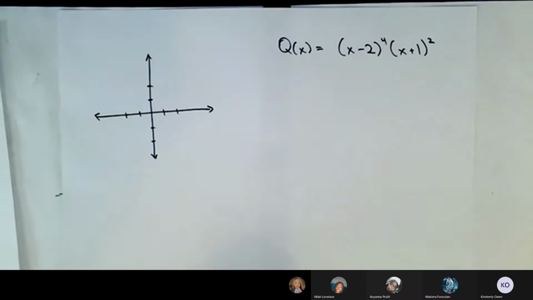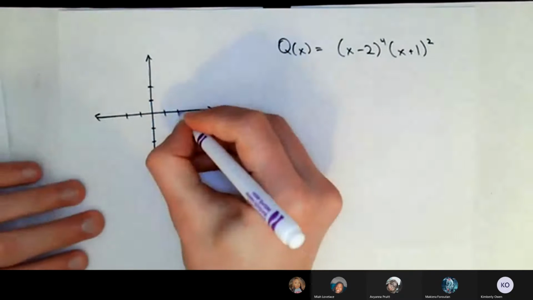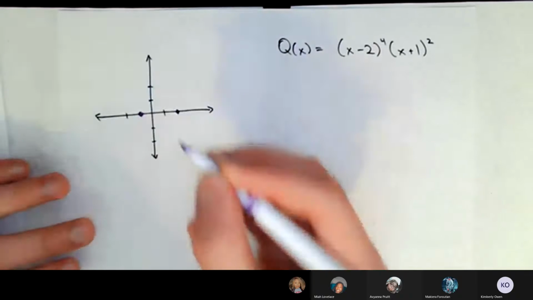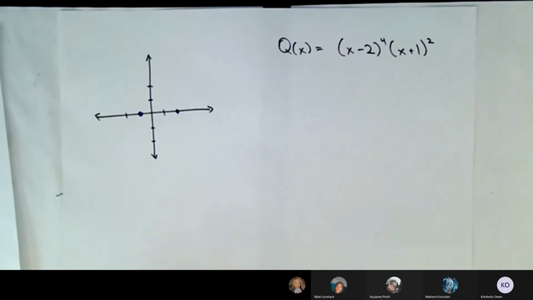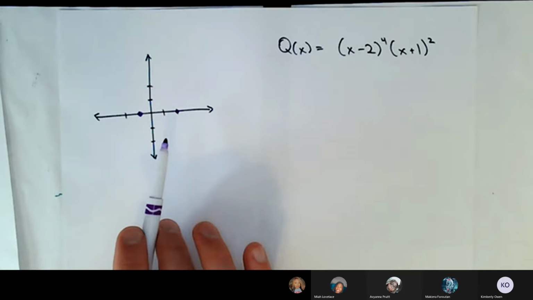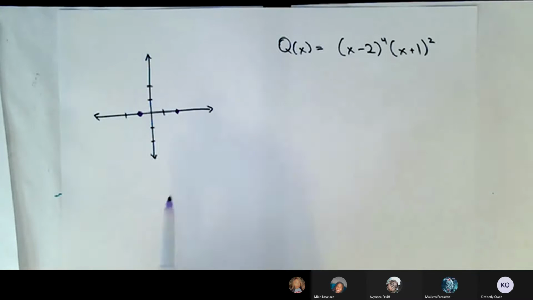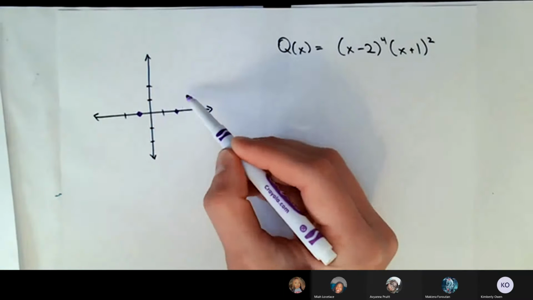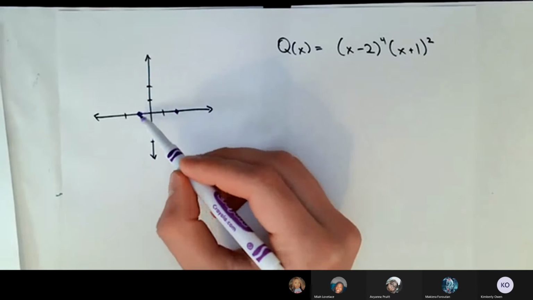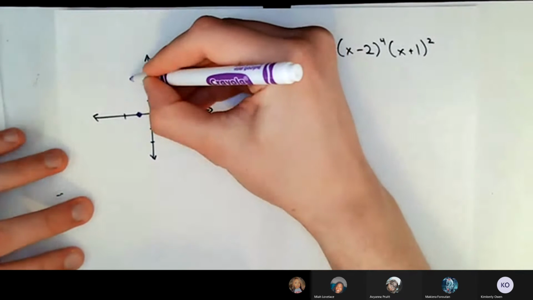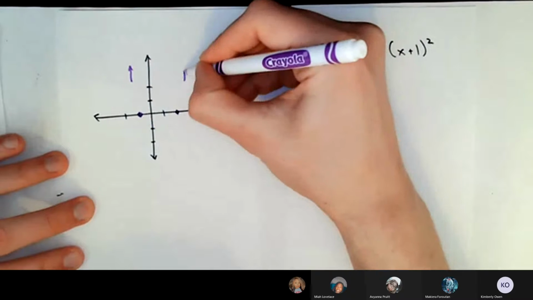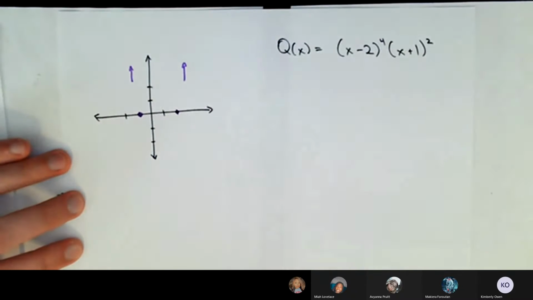I also figured out that it has 2 unique x-intercepts, and those x-intercepts are happening at (2, 0) and (-1, 0), and the one at (2, 0) has multiplicity 4, so it should bounce off there. So it should be bouncing off here, and also it bounces off over here. And then, by the way, what was the end behavior? Both legs pointing up. So something like this.